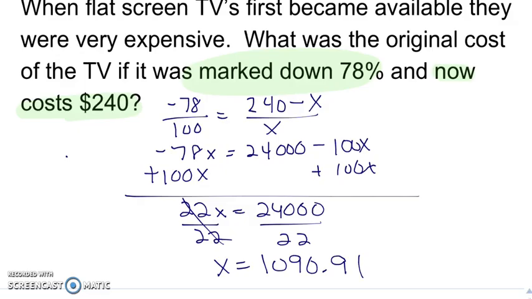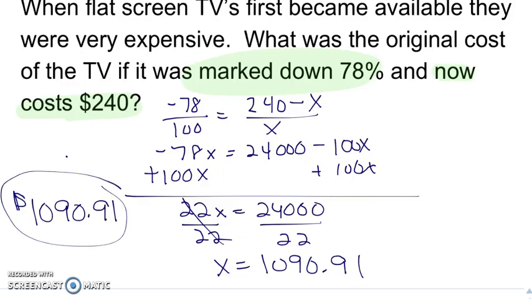Now what does that mean? Well, we were looking for the original cost. Originally, this same television would have been $1,090.91, but since then has been marked down 78%.